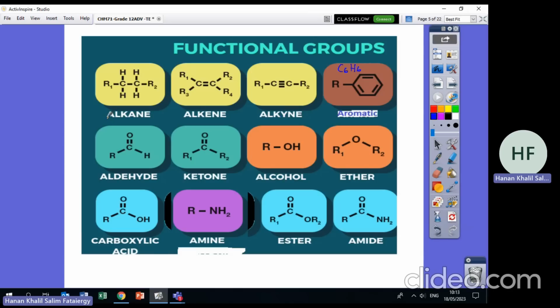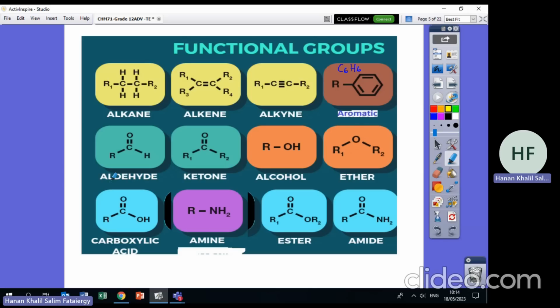Now let's look at the new ones. This one is called aldehyde. This one is called ketone. This one is called alcohol. This one is called ether. This one is called carboxylic acid. This one is called amine. This one is ester, and this one is amide. So, what does each one of them have? How will I know this is an aldehyde?